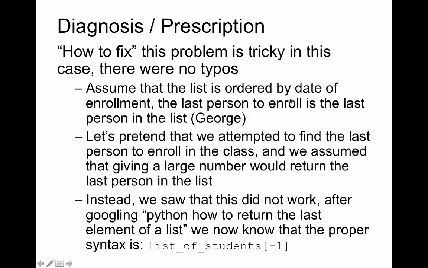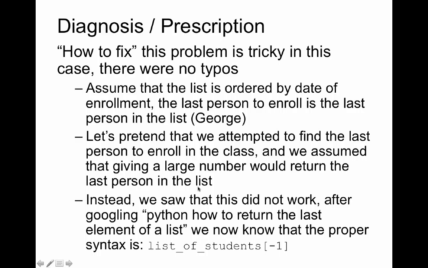So for the sake of this exercise, let's say we were just trying to get the last person that enrolled in the class. And we assume that if we give it a really big number, it would give us the last person in class. But Python doesn't know that's what you meant when you asked for the 100th student. It only knows how to give you the name of the 100th student. And if there's not 100 students, then it gives you an error, which it did.